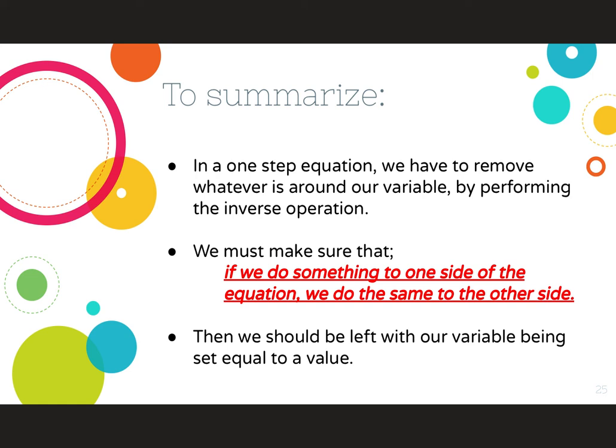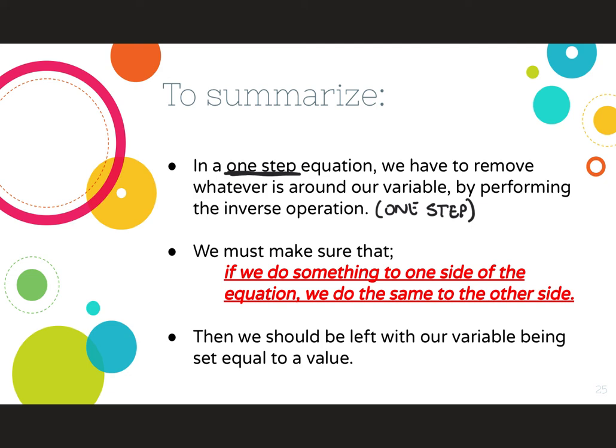So let's summarize. This would be a good time to pause if you need to write something down. In a one-step equation, we have to remove whatever is around our variable by performing the inverse operation. And I will say one step. I know it's already written right here that says one step, but it's like we only have to do one thing. They're called one-step equations. You shouldn't have to identify that they're one-step equations, but we practice one-step equations. There's nothing about knowing that it's one step, but just know that right now it's one step.